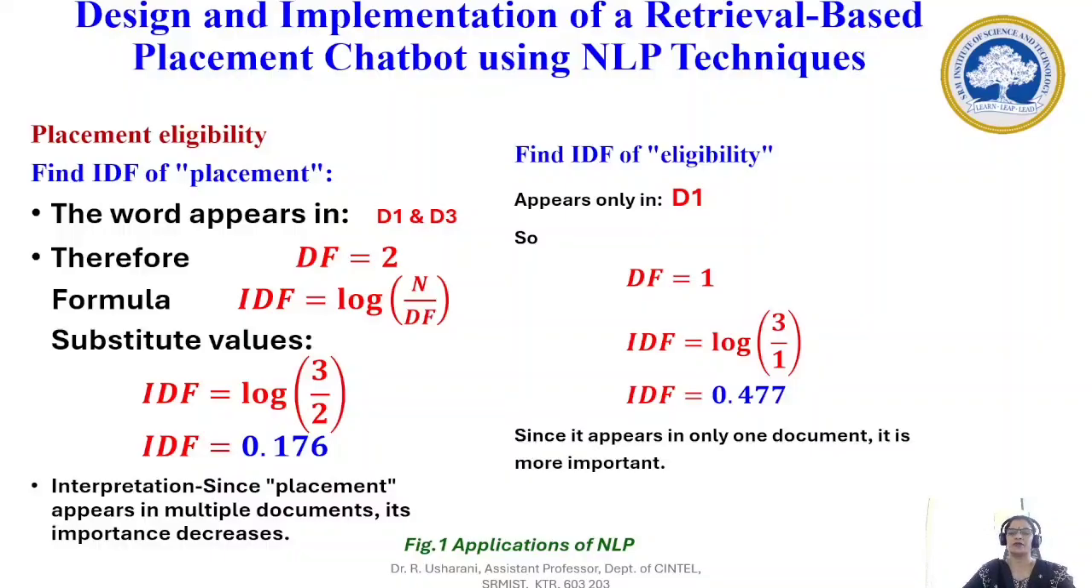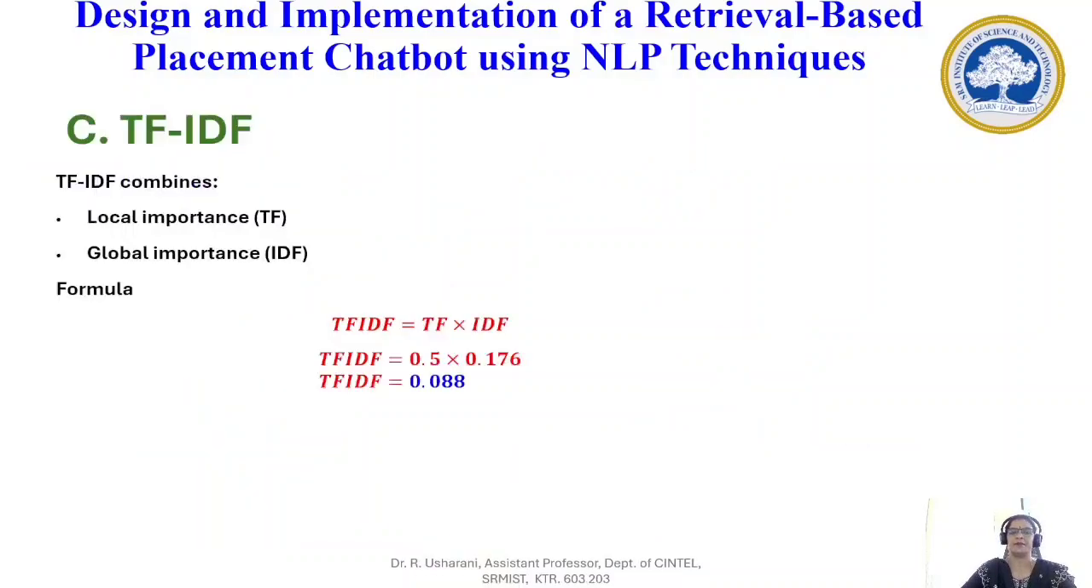The other word: find the inverse document frequency of eligibility. It appears only in document 1, so document frequency equals 1. The IDF formula is logarithm of total n, which is 3, divided by document frequency 1. Therefore, the IDF answer of the word eligibility equals 0.477. Since it appears in only one document, it is more important.